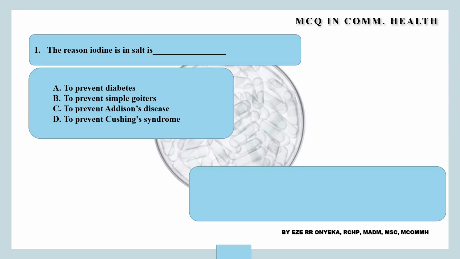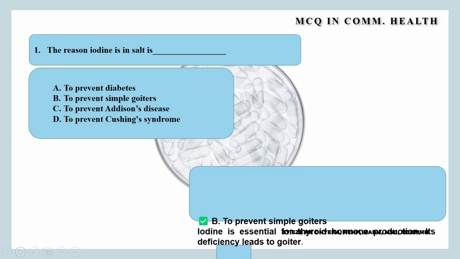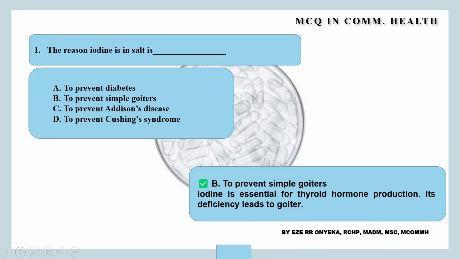The first question says, the reason iodine is added in a salt is dash. A, to prevent diabetics. B, to prevent simple goiters. C, to prevent Addison disease. D, to prevent Cushing syndrome. The correct answer is to prevent simple goiters. Iodine is essential for thyroid hormone production. Its deficiency leads to goiter.